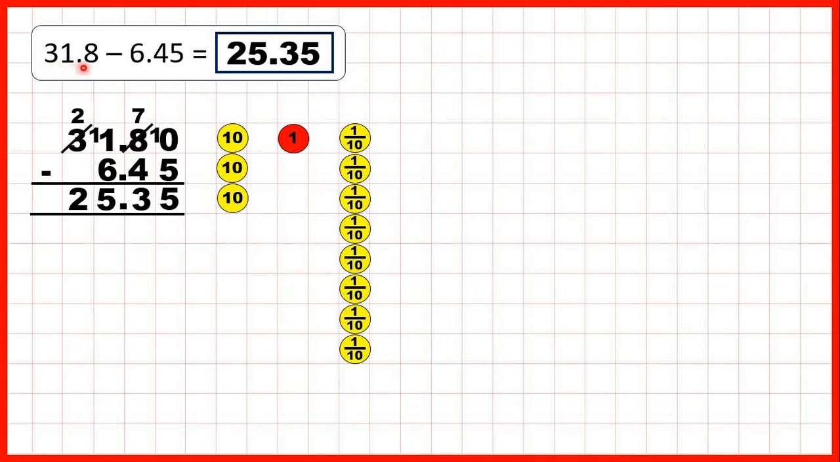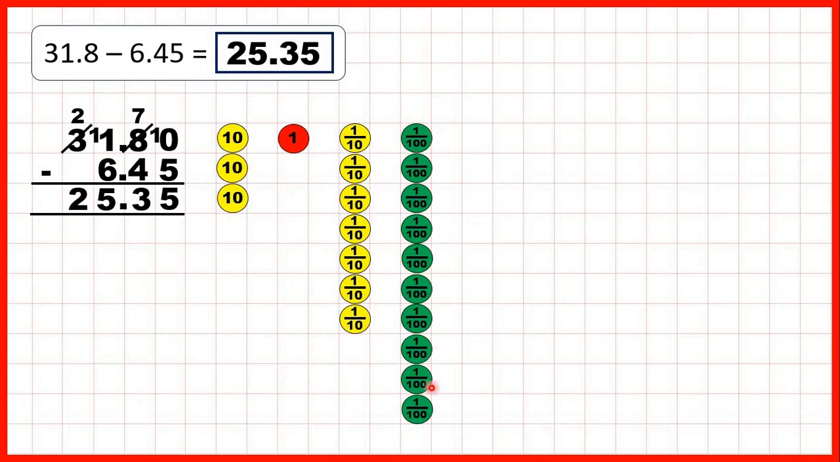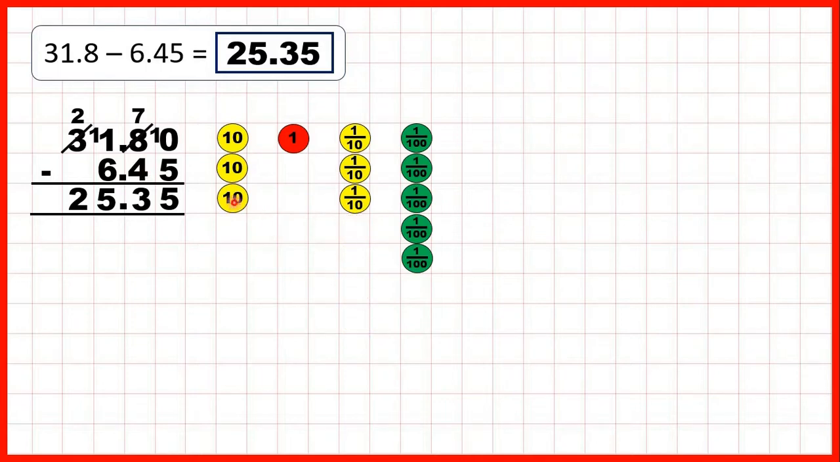So let's look back to this first question and think about what we did here. We had 31.8, so that's 3 tens, 1 one, and 8 tenths. We needed to subtract 6.45. So first, we subtracted 5 hundredths, but to do that, we needed to exchange one of our tenths for 10 hundredths. So we can take one of our tenths place value counters and exchange it for 10 hundredths. We can subtract 1, 2, 3, 4, 5, and then we had to subtract 4 tenths, so we can take away 1, 2, 3, 4 of our tenths place value counters.